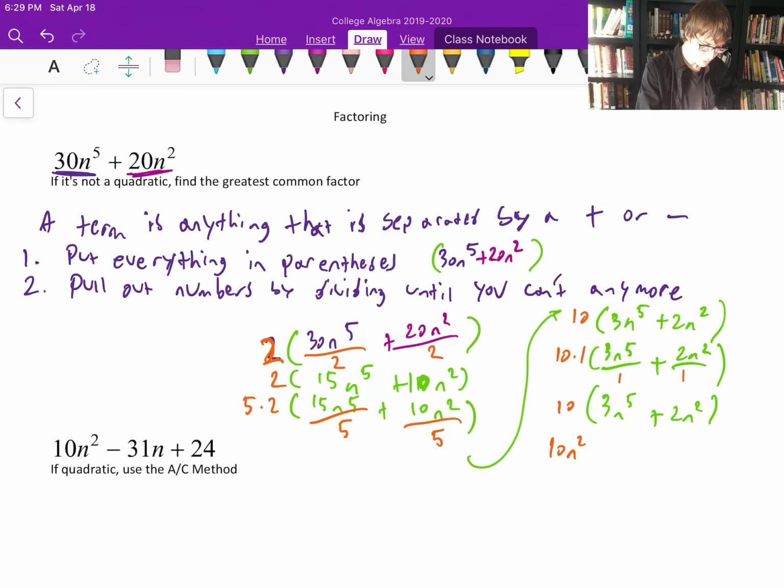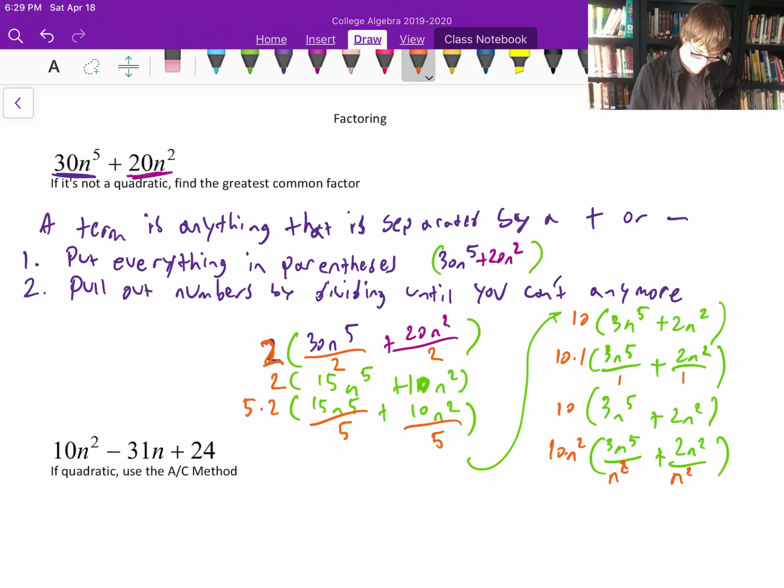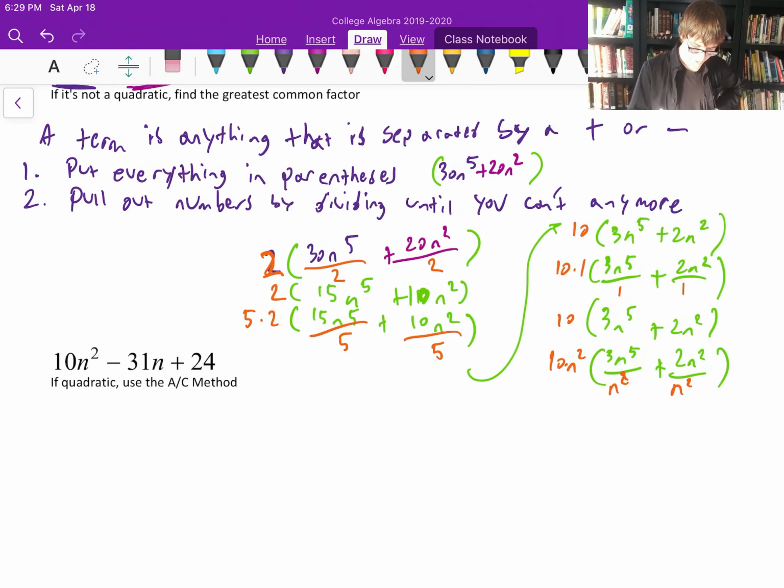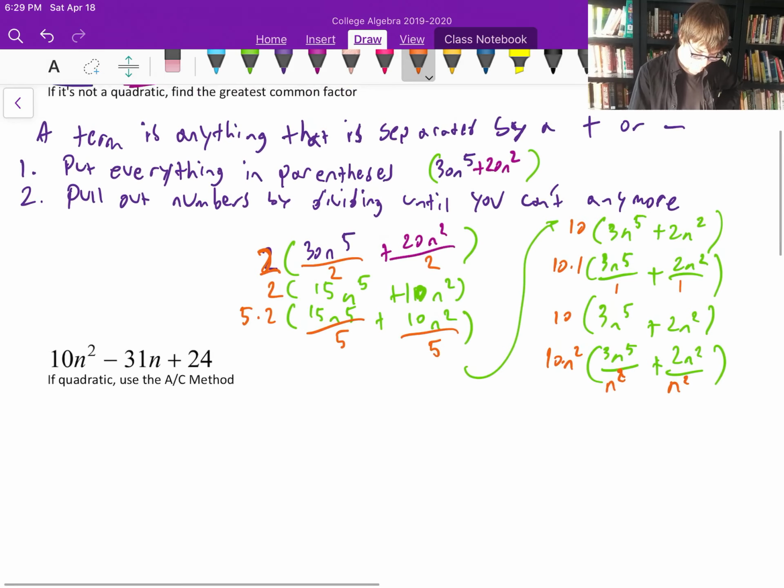So I can pull out an n squared. I'm going to multiply by 10n squared, and then I'm going to divide both by n squared: 3n to the 5th divided by n squared, plus 2n squared divided by n squared. There we go. Okay, so let's see, that divides out. 10n squared is just 10n squared. Then 3n to the 5th divided by n squared.